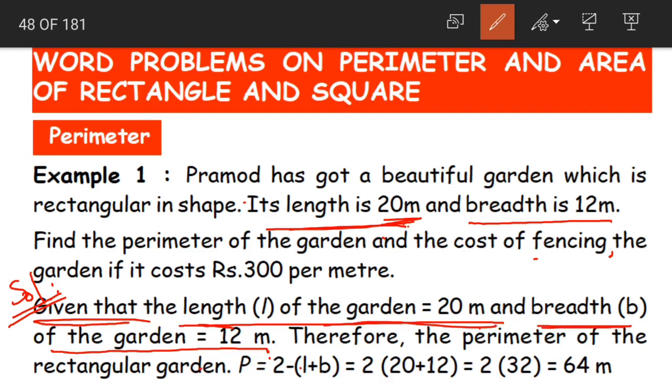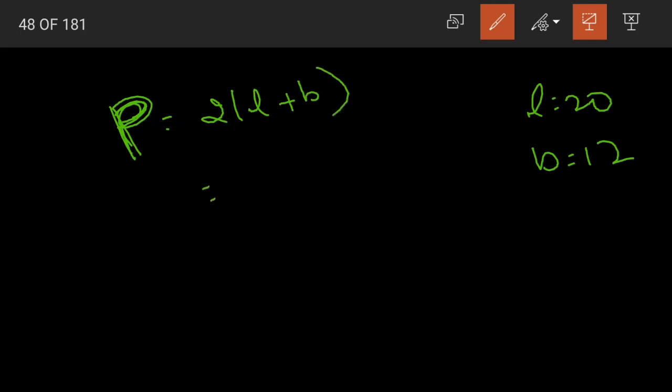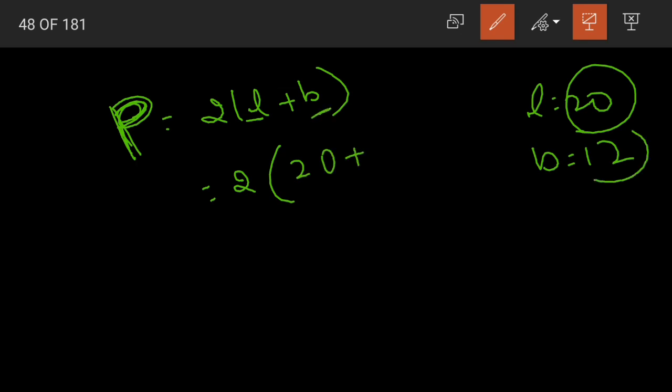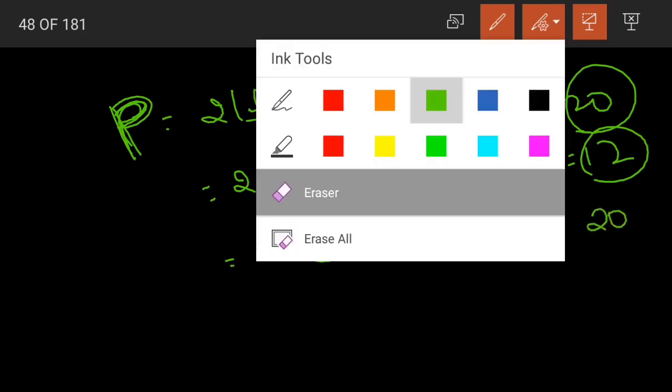Now therefore, what will the perimeter be? Perimeter is nothing but length and breadth, 20 and 12, right? Length is 20, breadth is 12. Perimeter is represented by the capital P. P is equal to 2 into L plus B. So instead of L, we are going to write 20 plus instead of B, we are going to write 12. 2 into, what is 20 plus 12?